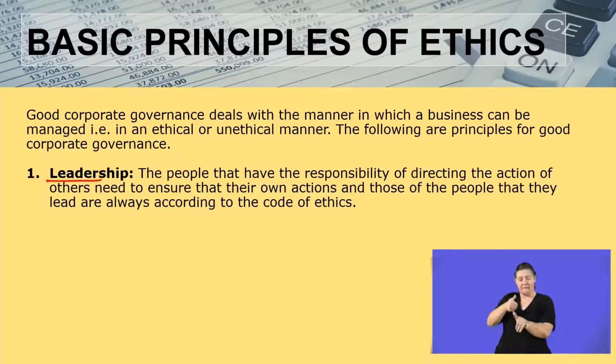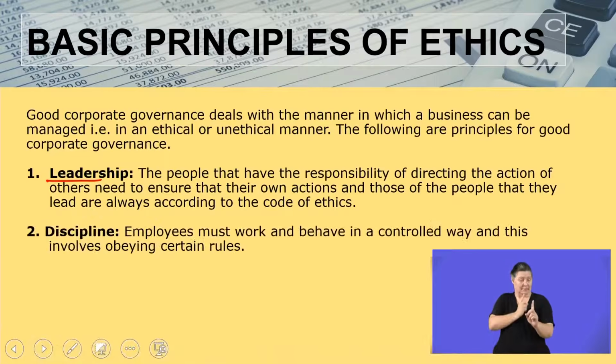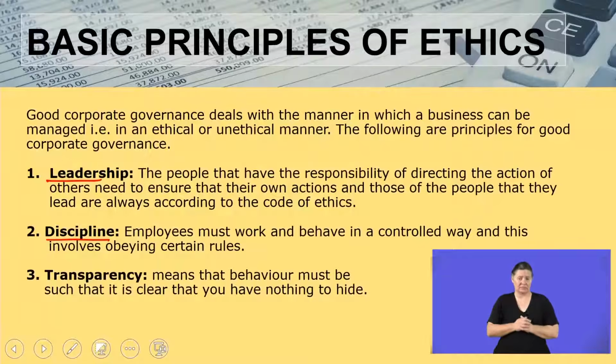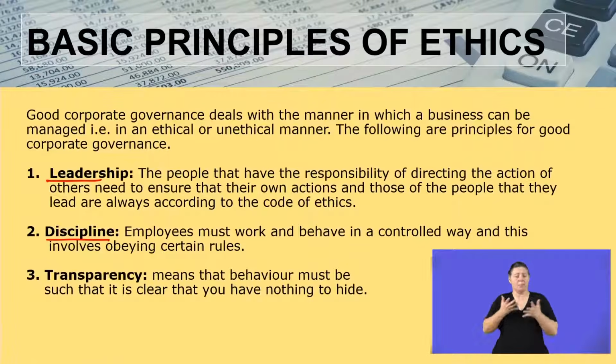The people who are leading must also be in good standing. We also look at discipline, very important. Employees must work and behave in a controlled way, and this involves obeying certain rules. So employees need to be disciplined. We'll also look at number 3, transparency. Transparency means that the behavior must be such that it is clear that you have nothing to hide.